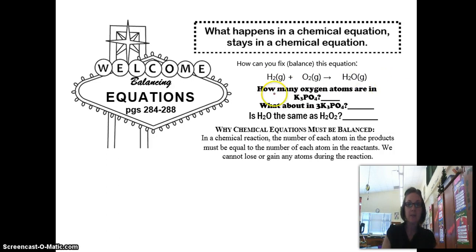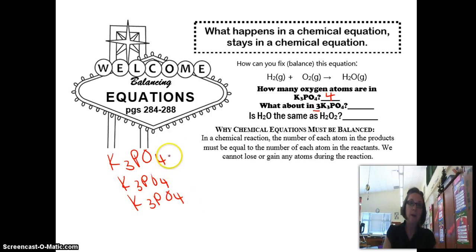So the next example says how many oxygen atoms are in K3PO4. Well, that subscript of 4 only applies to the oxygen, and it's saying that there are 4 oxygens in that compound. So then what if we put a coefficient of a 3 in front of K3PO4? Well, what that would mean is I've got a K3PO4, and I've got another K3PO4, and I've got another K3PO4. Well, if each one of them has 4 oxygens, then when I add those together, I'm going to get 12.